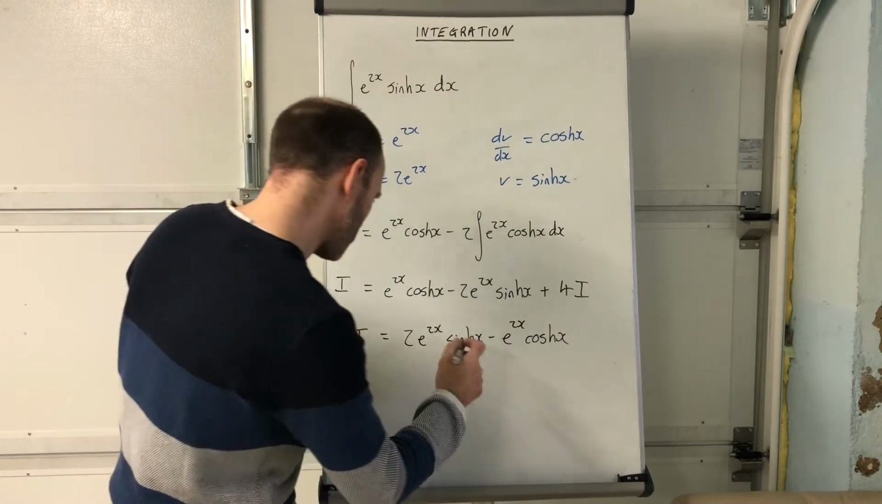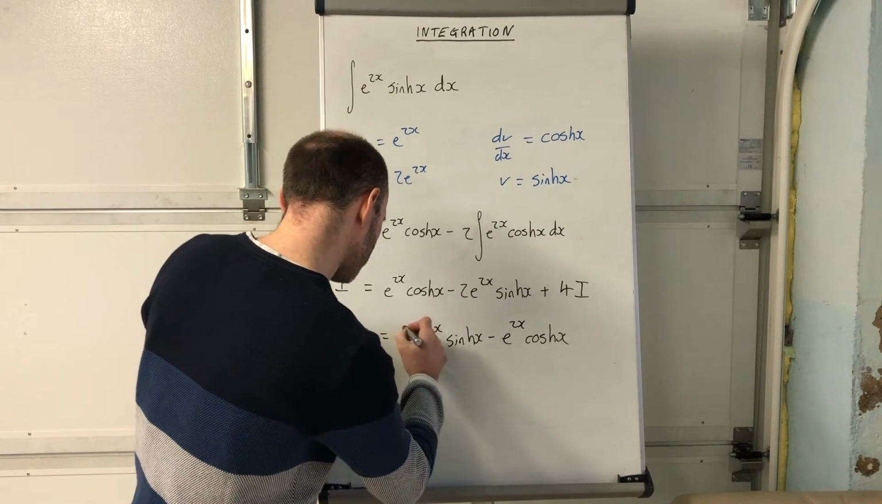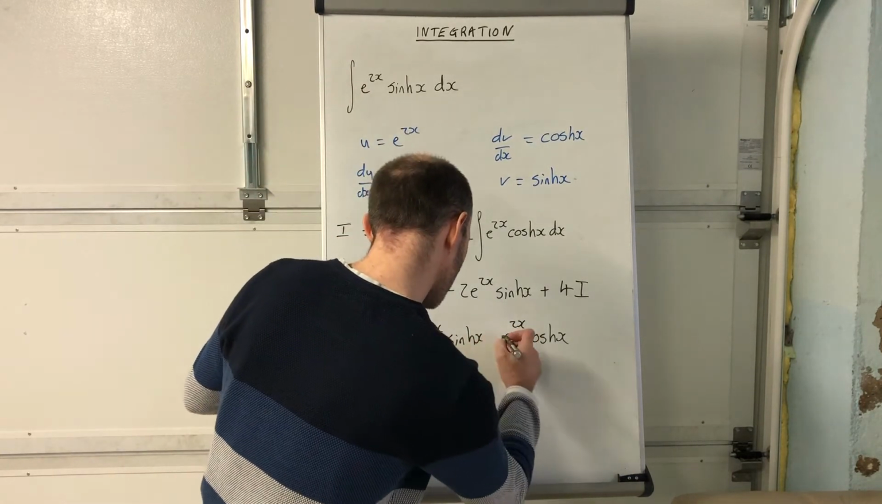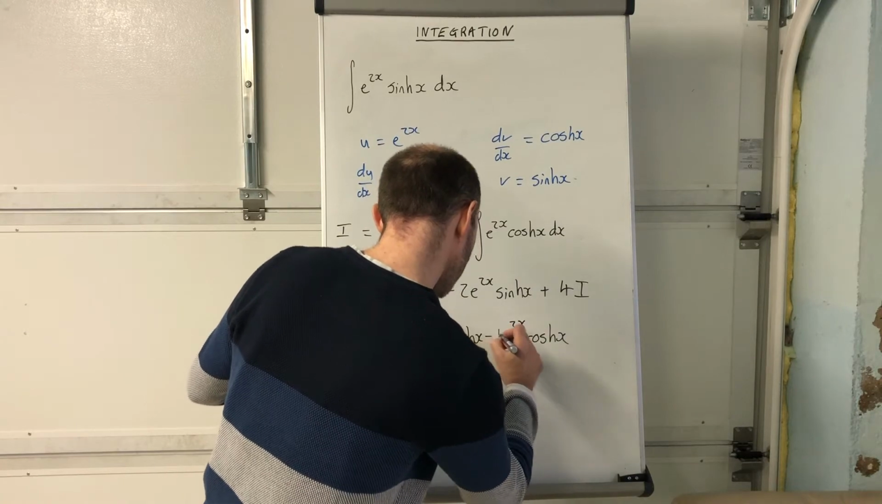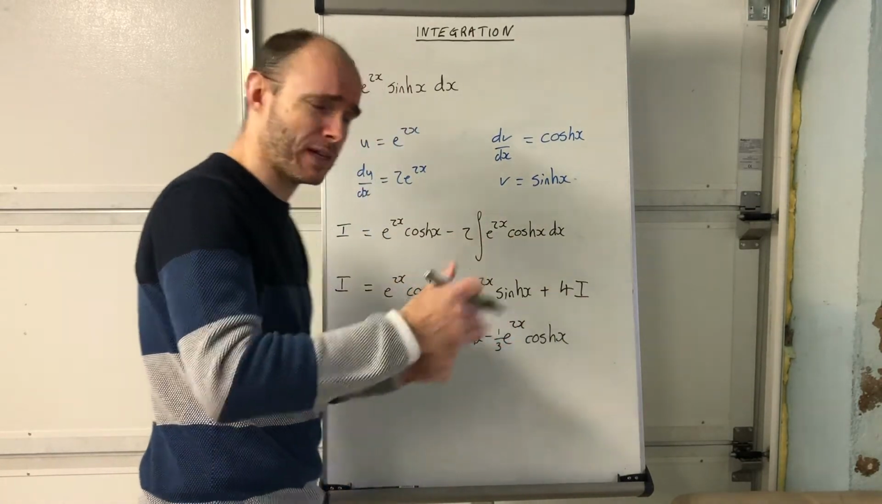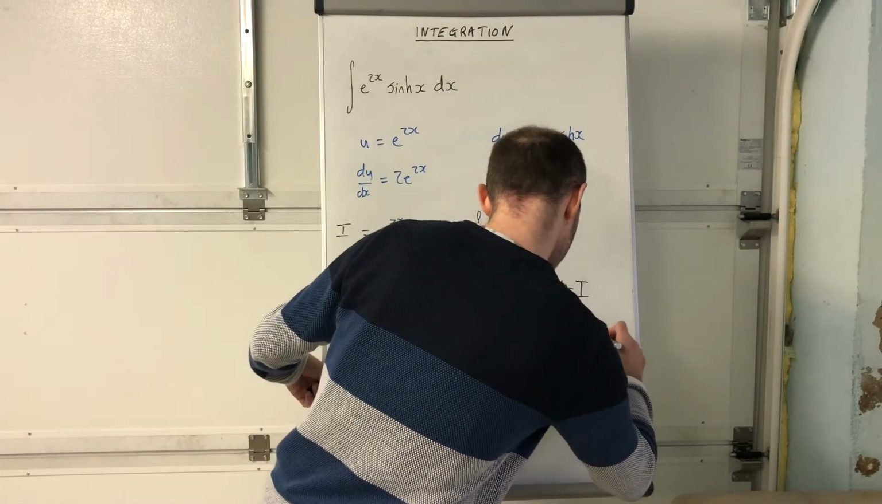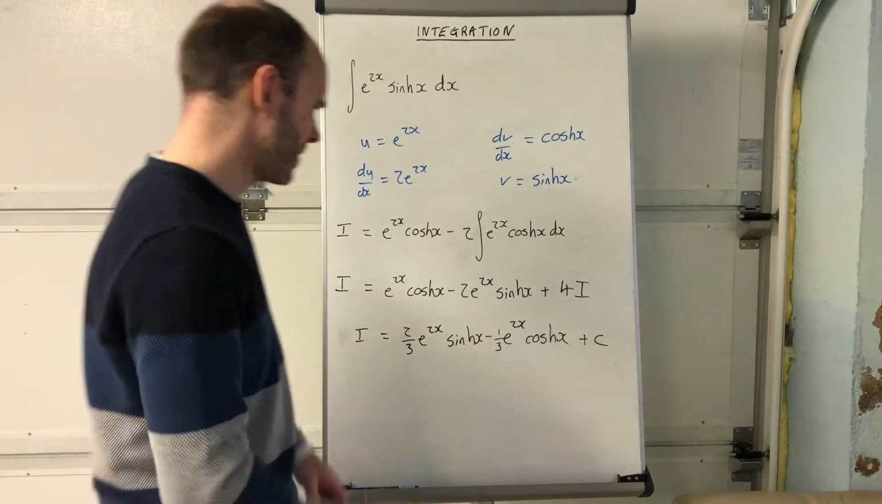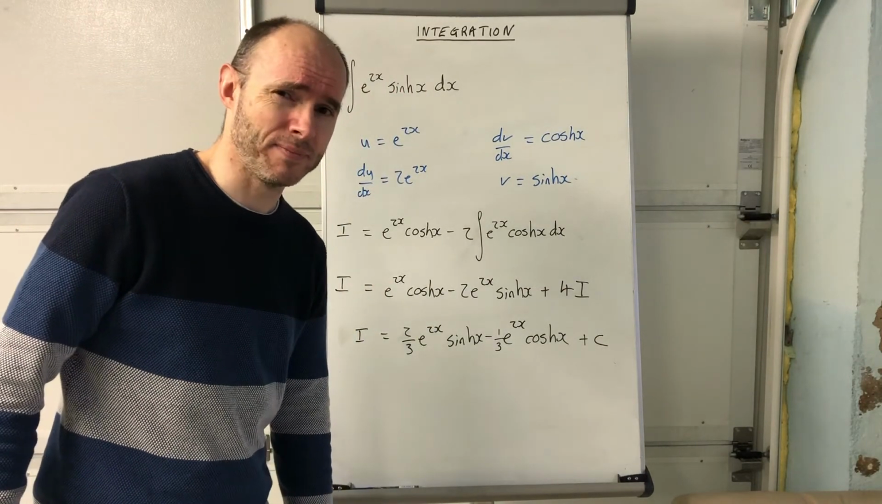I'm going to get the integral is, just write that better as 2/3 e to the 2x sine x minus 1/3, oh, squeeze that in, e to the 2x cosh x, and once all the integration has been done, just don't forget the plus c, okay? So, that is what I'm going to get, alright?